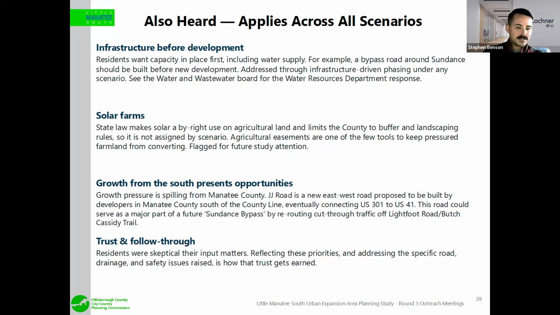We'll speak more to this in the idea boards, but any alternative corridors in the project area are something we want to be aware of, even if it's not necessarily in the Hillsborough County jurisdiction. And then trust and follow through. This is something that we heard throughout both rounds. Residents were skeptical and wanted to make sure their input actually mattered. Reflecting these priorities and addressing specific road, drainage, and safety issues were all raised, and we want to acknowledge to you that we believe that's how trust needs to get earned with this process going forward.